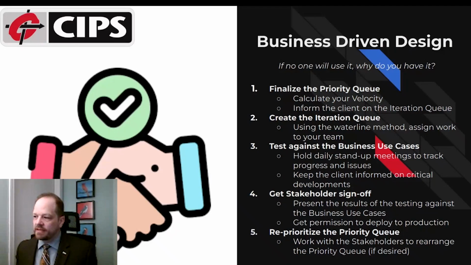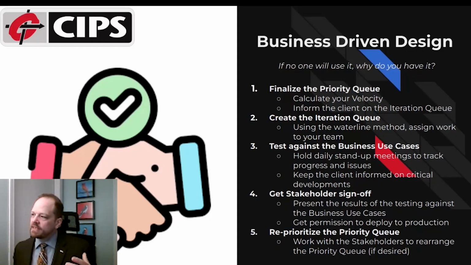And finally, business-driven design. So this is the general flow that I follow with my business-driven design. Every iteration you want to run through these cycles. Business-driven design is a combination of standard Scrum, Agile, with elements of agile project management built into it.